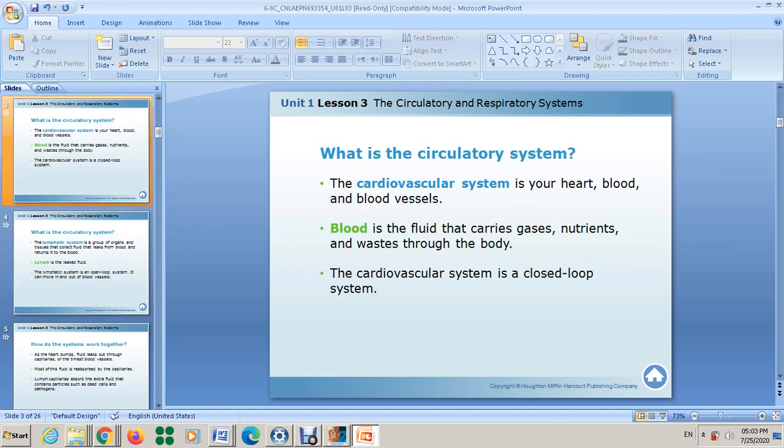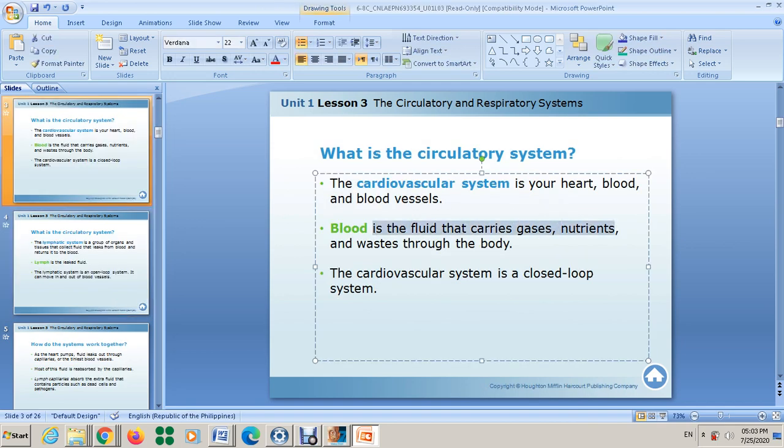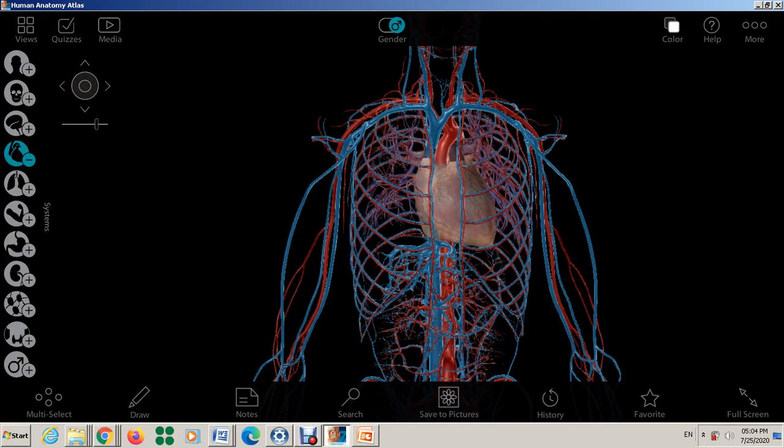So the blood is a fluid that carries gases, nutrients, and waste through the body. Also, the cardiovascular system is a closed loop system. Look here. The blood is moving through these vessels, and these vessels are closed. The blood cannot leave the vessels.